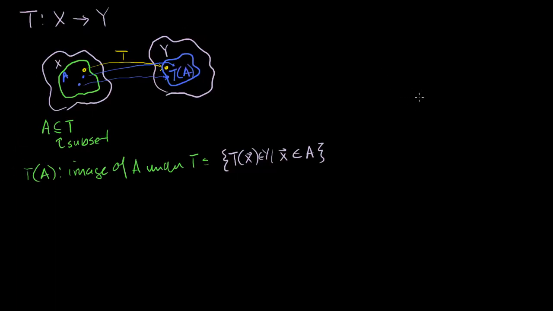Now, what if we wanted to think about the opposite problem? What if we were to start with set Y, which is our codomain, and we were to have some subset of Y. Let's call our subset of Y S. So S is a subset of our codomain Y. And I'm curious about what subset of X maps into S.